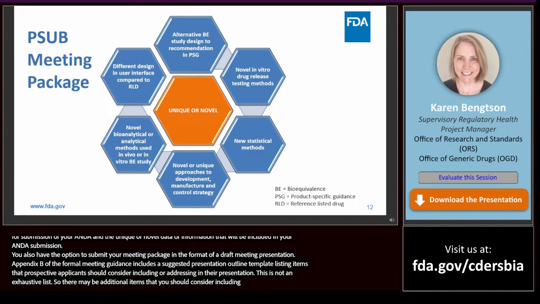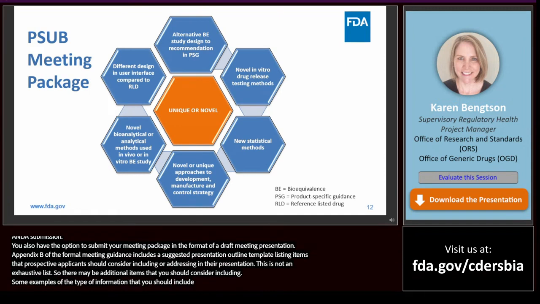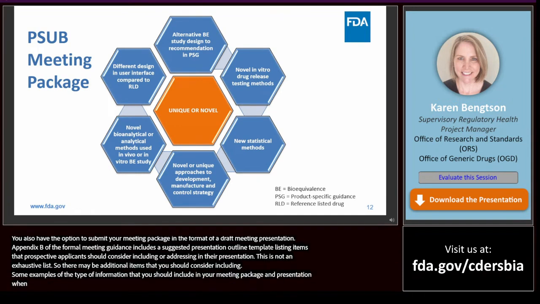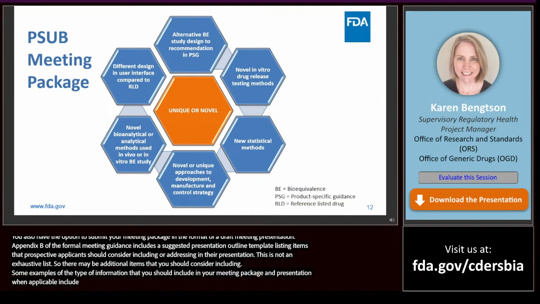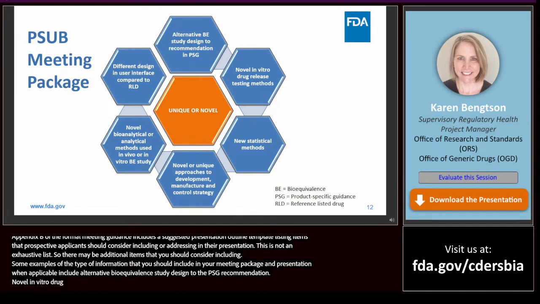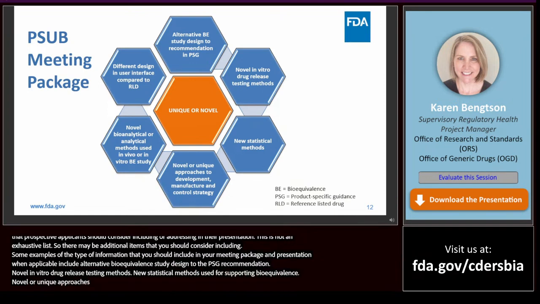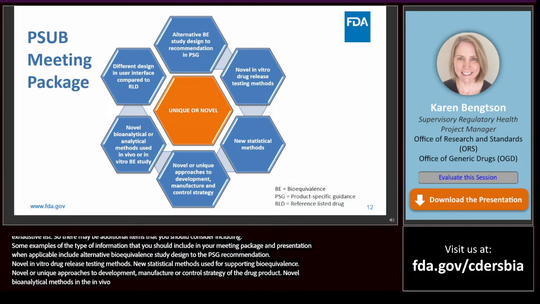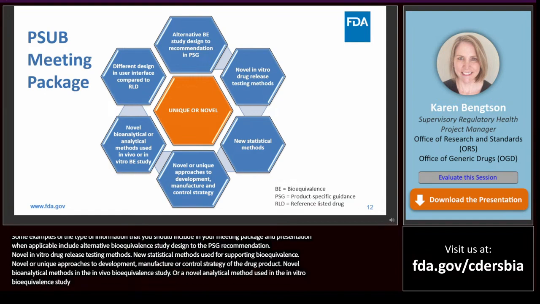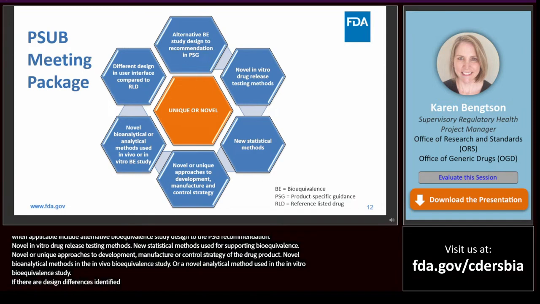Some examples of the type of information that you should include in your meeting package and presentation, when applicable, include: alternative bioequivalence study design to the PSG recommendation, novel in vitro drug release testing methods, new statistical methods used for supporting bioequivalence, novel or unique approaches to development, manufacture, or control strategy of the drug product, novel bioanalytical methods used in the in vivo bioequivalence study, or a novel analytical method used in the in vitro bioequivalence study, if there are design differences identified in the user interface of the proposed product when compared to the reference listed drug.